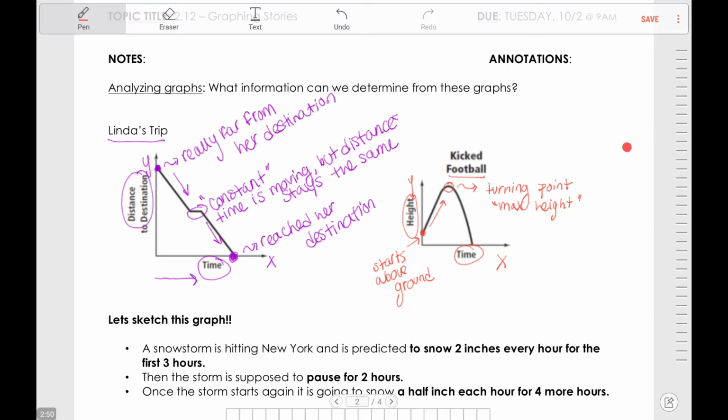Okay, and think of when you throw something into the air or kick something into the air. It's not going to keep going until the clouds. It's going to stop at some point. So that's the point where the football stops. And then it comes back down. And this is where the football hits the ground. Now these are just sketches. We don't have any concrete data, okay? These are just sketches, and we're analyzing the sketches based off the axis and the information that we're given.